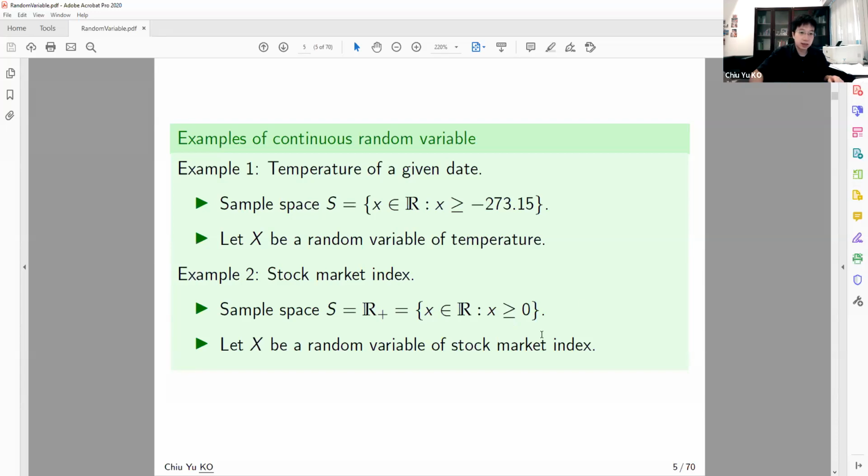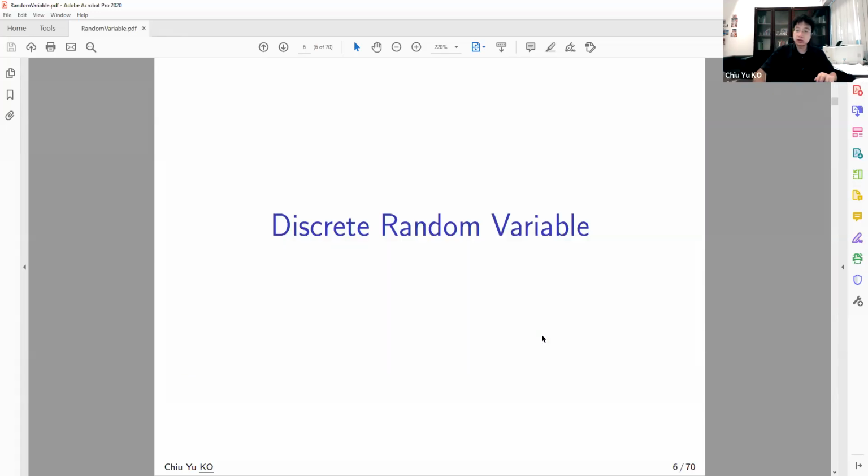Then let's get started on the discrete random variable. I hope that's okay. If you have any question, please feel free to leave your message in chat or unmute your mic and talk.